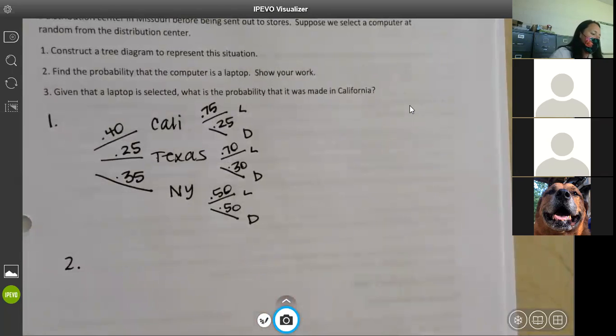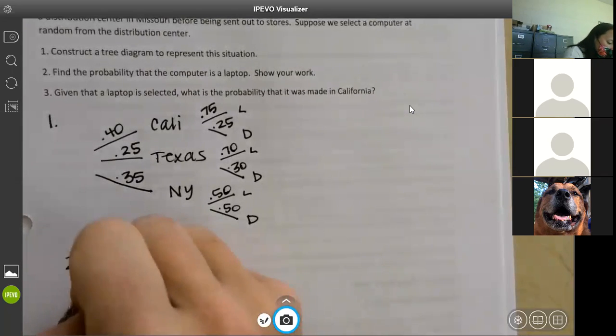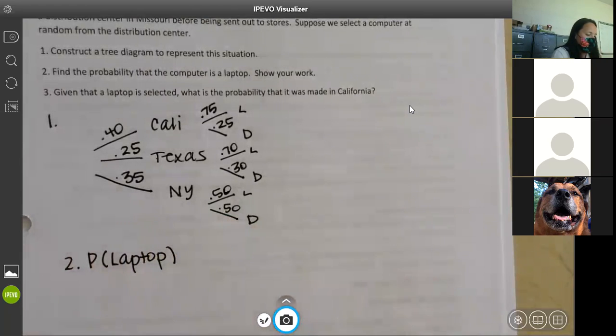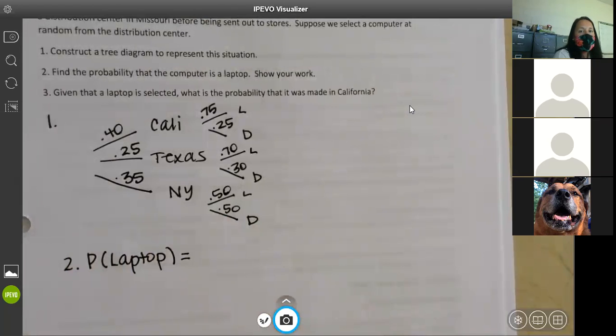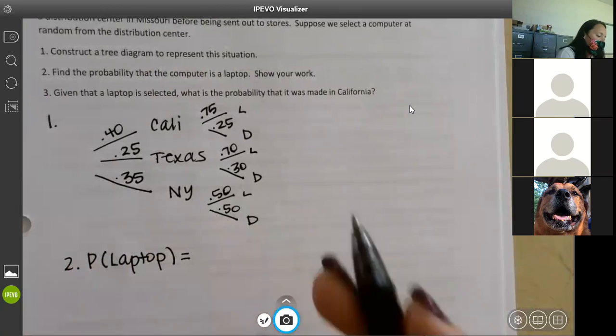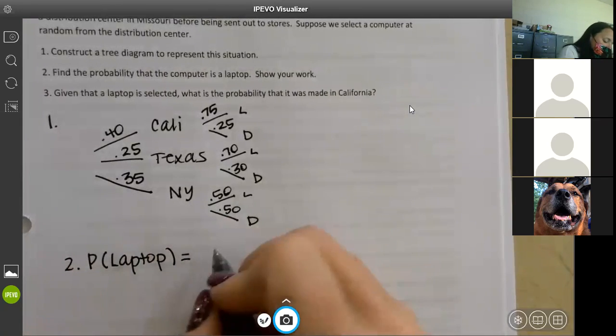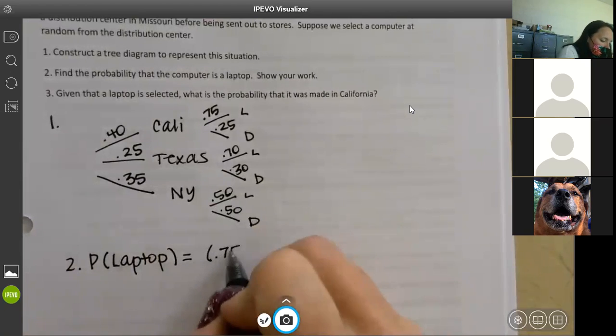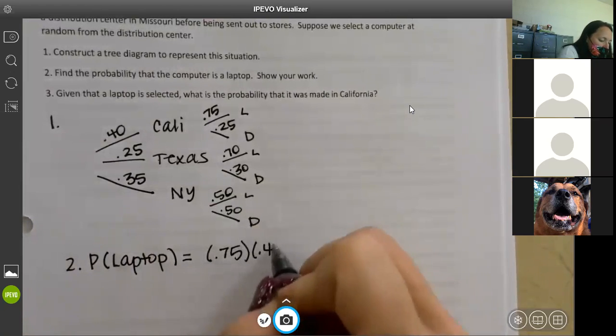Two, find the probability that the computer is a laptop. So the probability that it's a laptop. How many different probabilities are we going to have for a laptop? 3, because we have laptops from California, Texas, and New York, right? All right, so how do I get the one from California? 0.75 times 0.40. Good, or the other way around, it doesn't matter.